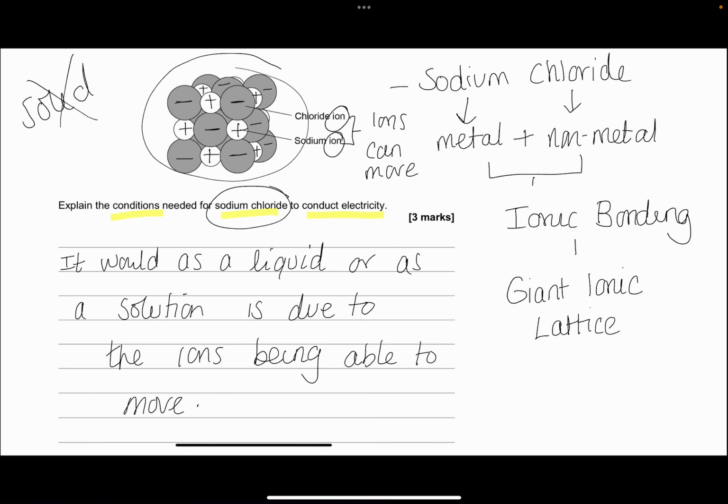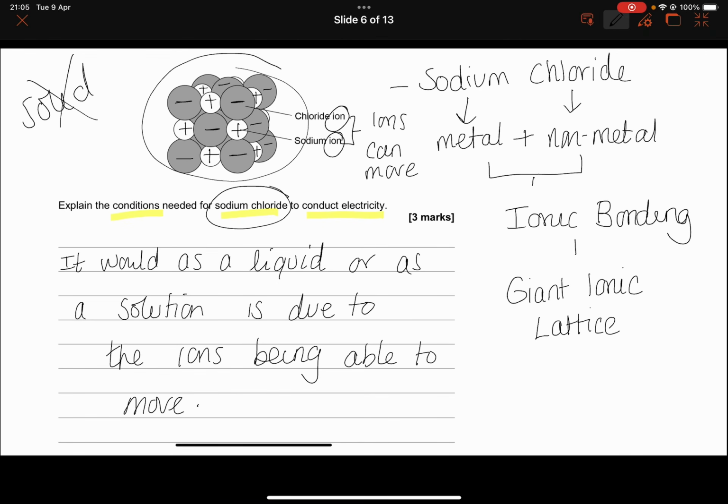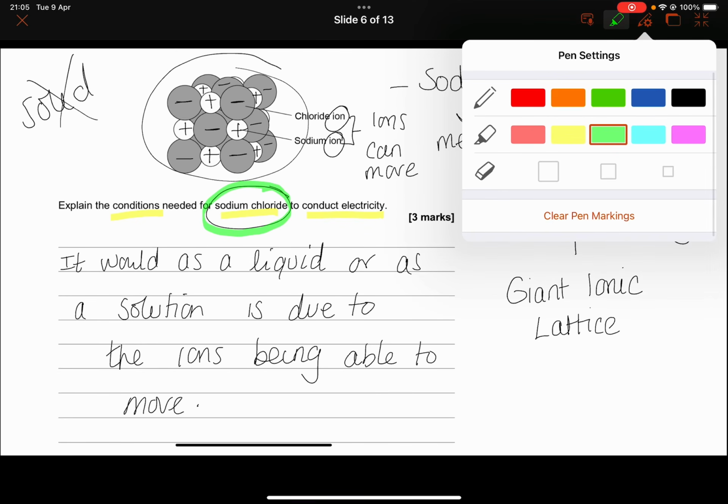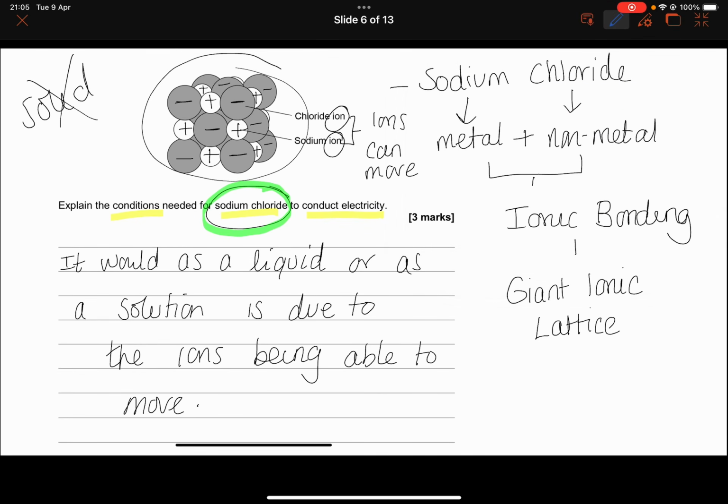Okay, so ionic, again, the sodium chloride bit is interchangeable for any ionic compound. Ionic compounds only conduct when liquid or in solution because the ions can move. So that's why I'm linking it to another topic that's also on paper 1, electrolysis. Electrolysis only works in liquids or solutions because the ions have to move to the oppositely charged electrodes.